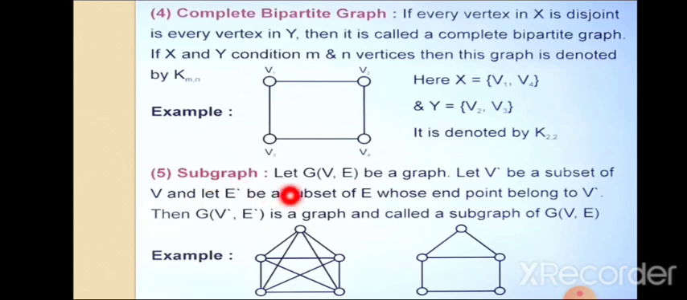Next is subgraph. Let G(V, E) be a graph, then let V' be a subset of V and E' be a subset of E whose endpoints belong to V'. Then G(V', E') is a graph and is called a subgraph of G(V, E). Now in this example, this is the graph. If we remove some of its edges, like this one, then the graph becomes this. So this is the subgraph of this graph. It is similar to a subset of a set.